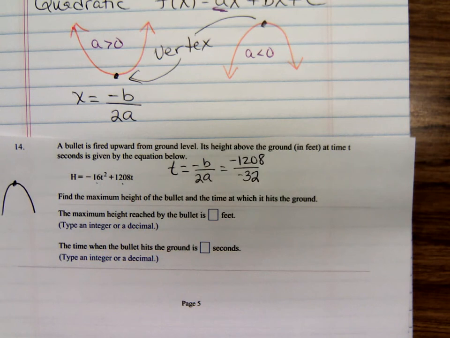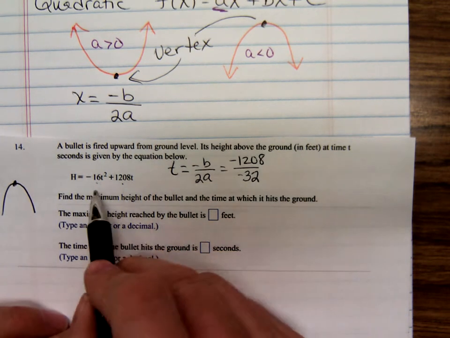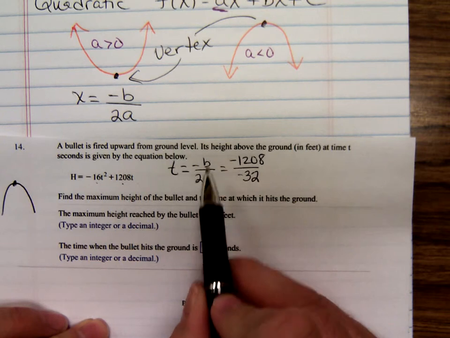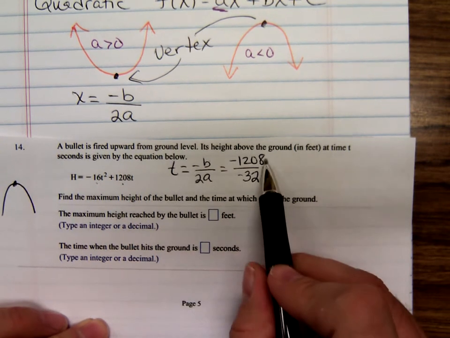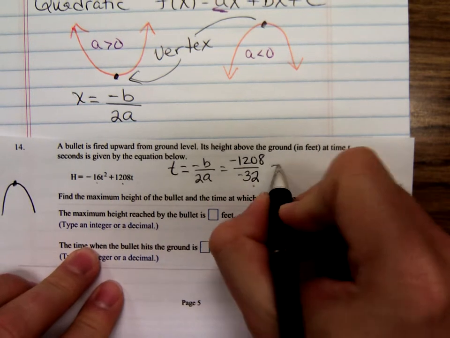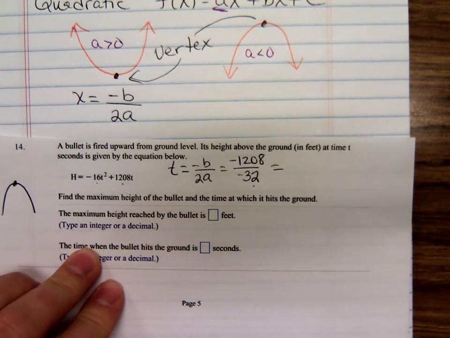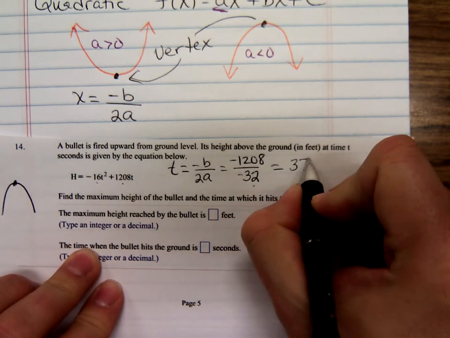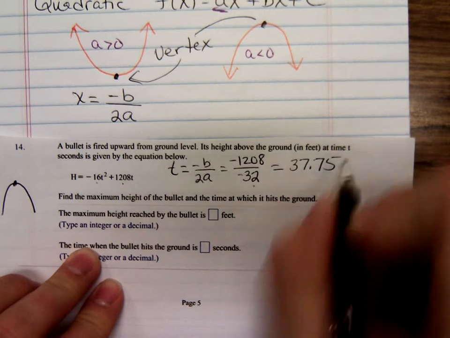1208 divided by 32 is, let me see, minus B over 2 times A. Let me find my calculator. Okay, 1208 divided by 32 is 37.75.